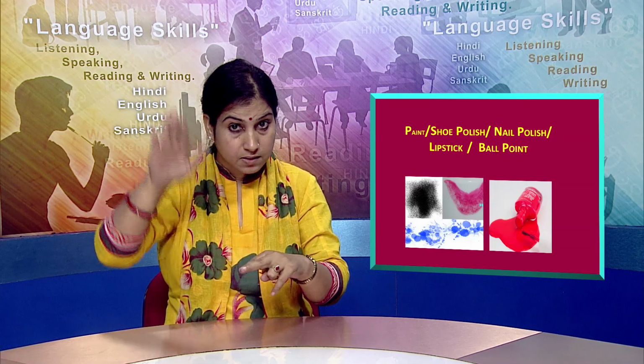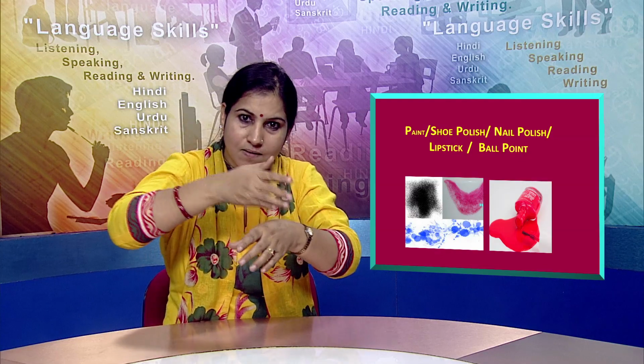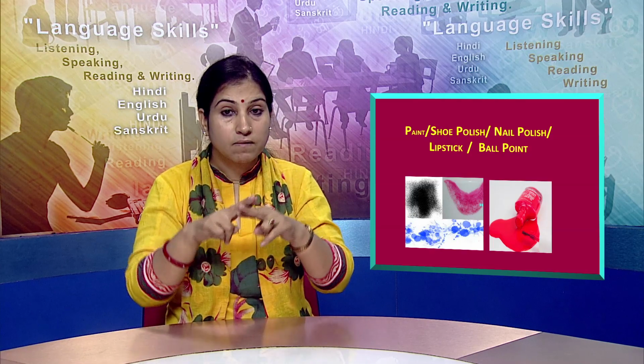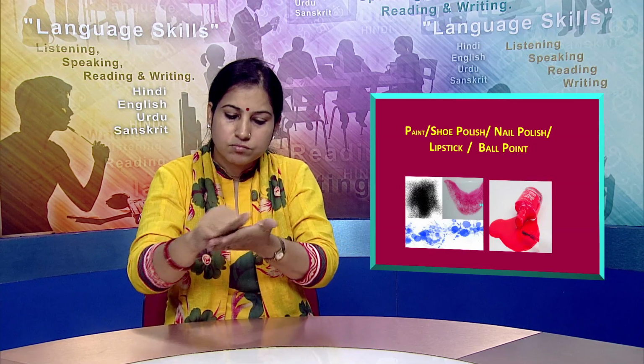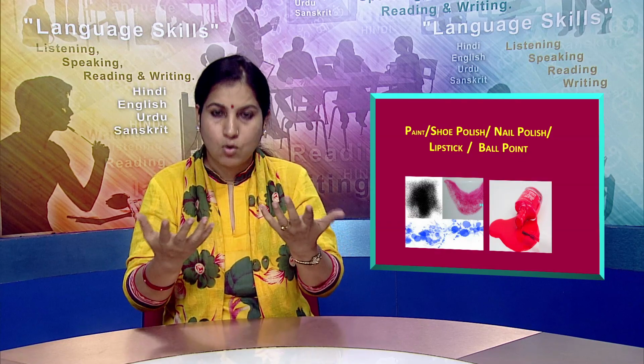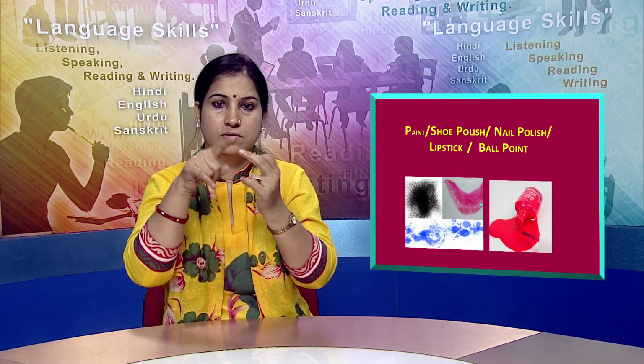In case of paint, shoe polish, nail polish, lipstick and ball pen stain, in case of fresh cotton clothes, if the stain is fresh, scrape all the excess stain from the fabric and then sponge gently with methylated spirit or kerosene. You can also sponge it with turpentine oil.